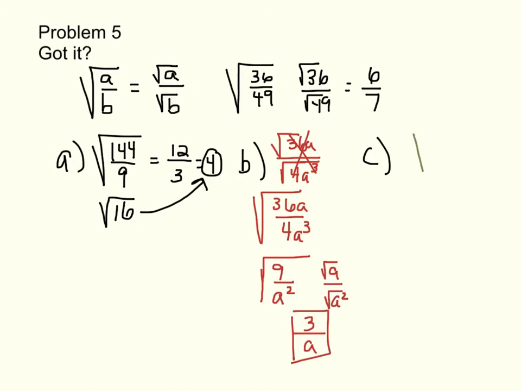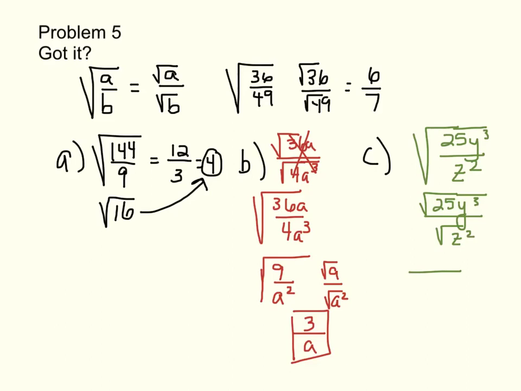Part C. The square root of 25y to the third divided by z squared. The denominator is a perfect square, so I'm just going to simplify it. The square root of 25y to the third over the square root of z squared. The square root of z squared is just z. The square root of 25, which I can do, is just 5. The square root of y to the third has to be broken down into y squared and the square root of y. The square root of y squared is just y, so my answer will be 5y times the square root of y over z. And remember, you can have a square root on the top of a fraction, but not in the denominator.